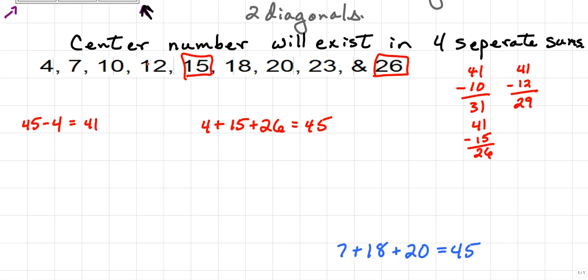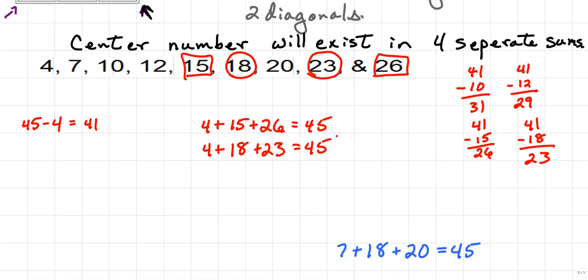So are there any other possible combinations of 4 plus? Well, let's look at 41 minus 18 and see what we get for a number. So 41 minus 18 is equal to 23. And guess what? That exists. I have 18 and I have 23. So 4 plus 18 plus 23 is also 45. Now there's no other possibilities that include 4 in the triple, so now I'll move on to 7.